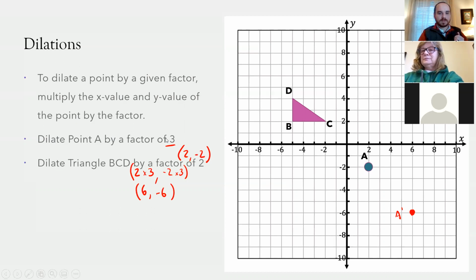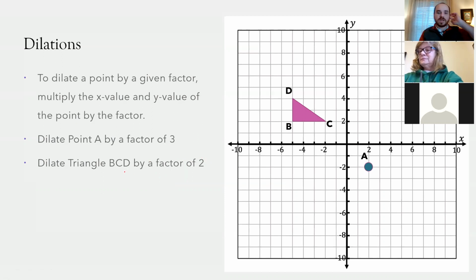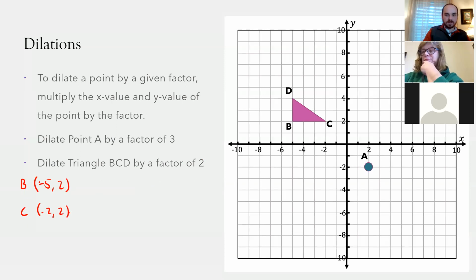Okay. So as with everything else that we've done so far, when we do it with a shape, we're going to be doing the exact same thing. We're just going to look at the endpoints, and then we're going to move each of the endpoints individually. So if we look at point B, it has the coordinates -5, 2. Point C has the coordinates 5, 2. And point D has the coordinates -5, 4. So we want to dilate all of these by a factor of 2.